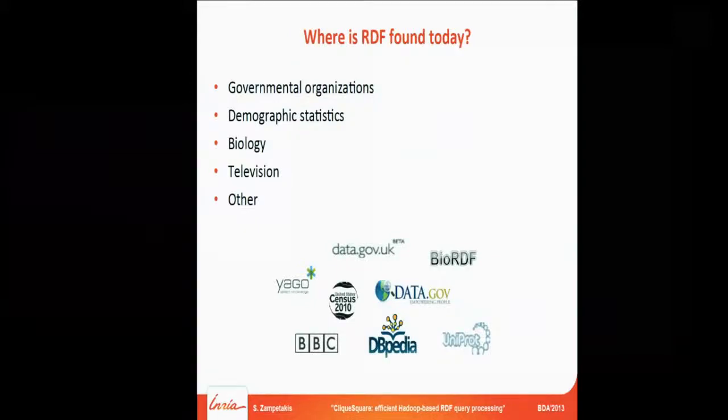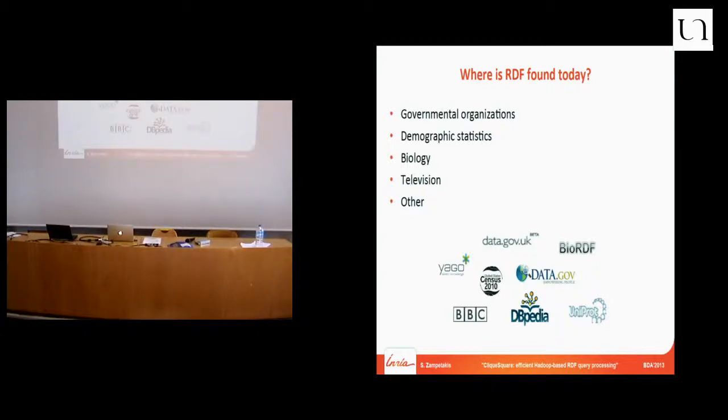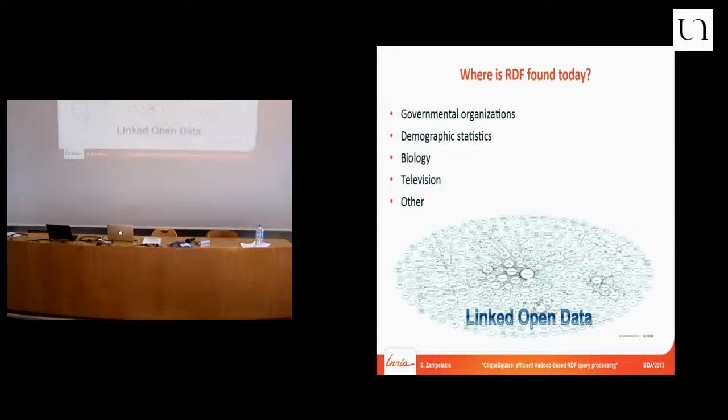So the starting point of this work is the important volume of RDF data. The idea is that you can find RDF data everywhere, from biology to television and demographic statistics. If you have been to our demo, you could also see that we use RDF even for fact-checking and fact-mining. Below you can see some RDF databases like UniProt and BioRDF, which are related to biology. And this is what we call linked open data.